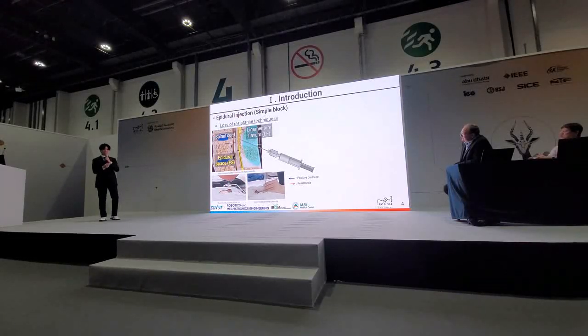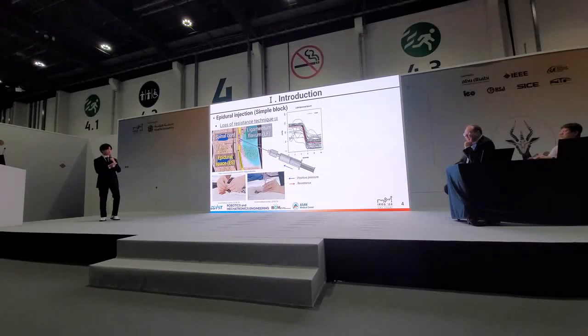In this process, they use the loss of resistance technique, in which positive pressure is applied to maximize the resistance to feel. And as shown in this plot, once the needle punctures the ligamentum flavum, the resistance disappears. Based on this, they realize the needle has penetrated into the epidural space.